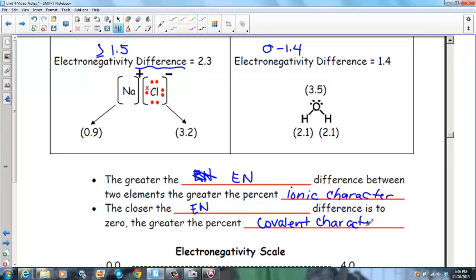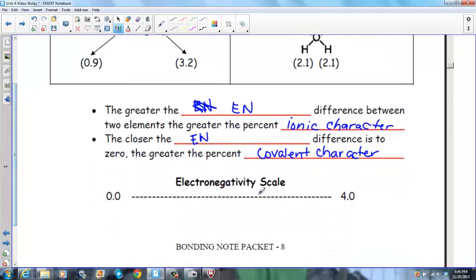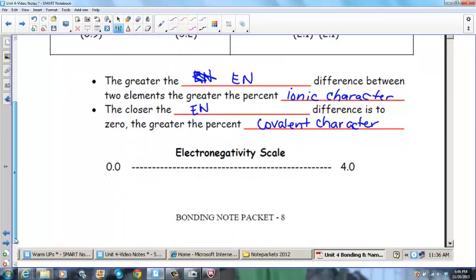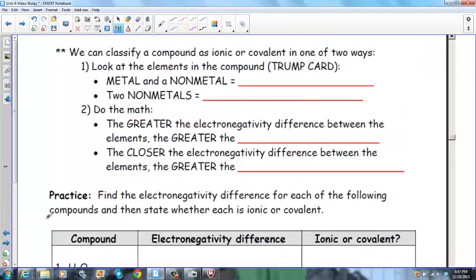You're going to notice that nonmetals have greater electronegativity values. So if you have a bond between two nonmetals, which have very high electronegativity values, when you subtract them, the difference is going to be very low. That means you're going to have more of a covalent character. So here's our electronegativity scale, and it ranges from 0 to 4.0. This is what I had discussed last unit, so we're revisiting that, and you're going to see that a lot.